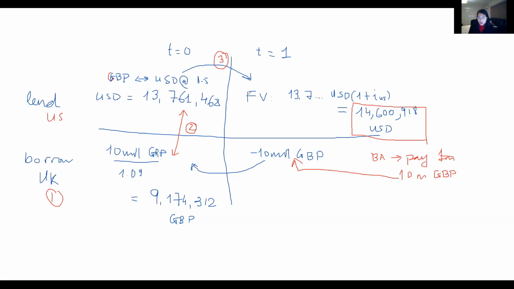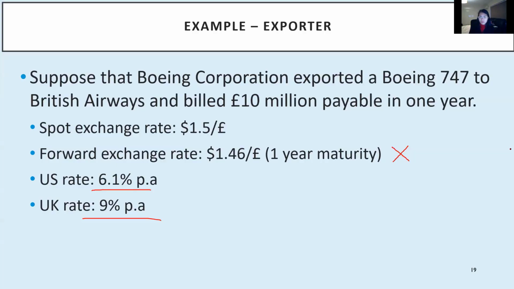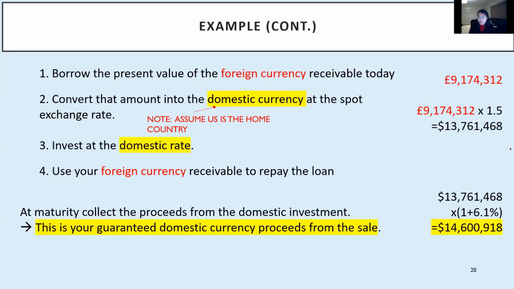Any questions so far? Okay. So as we mentioned before, this is the final USD proceeds from our account receivable. Okay.